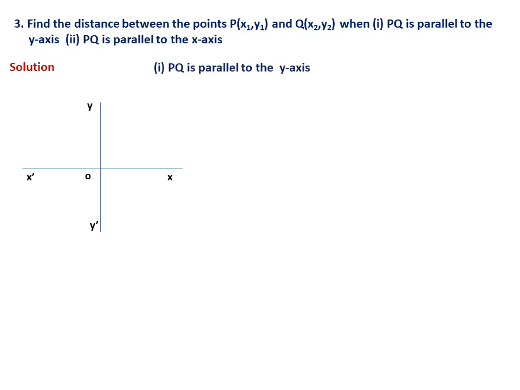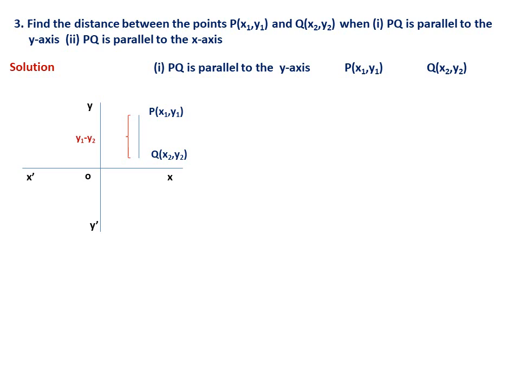Now you see here, the first case is PQ is a line segment parallel to the y-axis. Therefore, we can show it like this. And the condition is P is (x1, y1), Q is (x2, y2) coordinate. So this is the condition. PQ is parallel to the y-axis. Therefore, what is the length? x1 and x2 will be one and the same because it is parallel to the y-axis, meaning its x values are one and the same, x1 and x2.